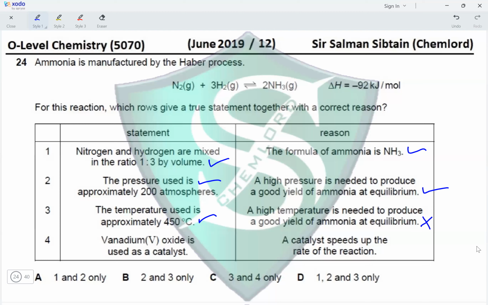And 4, vanadium(V) oxide is used as a catalyst? No. For the Haber process, we have either iron or Fe2O3 being used as a catalyst. The reason given is that a catalyst speeds up the rate of reaction. This is true, but the catalyst itself is wrong. So out of the four statements given and the reasons, statements 1 and 2 are correct along with the reason provided. So the correct option for this question is option A.